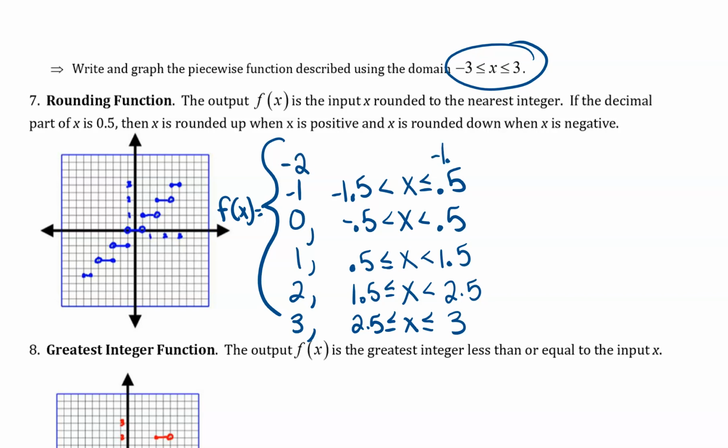So negative 1.5 would round to negative 2. All the way down to negative 2.5, but we don't include negative 2.5 because that would round to negative 3. So negative 2.5 rounds to negative 3. And then we only want to go down to negative 3. So that's the lowest we're allowed to do. So that is the kind of ugly, long, piecewise function that gives you this answer.